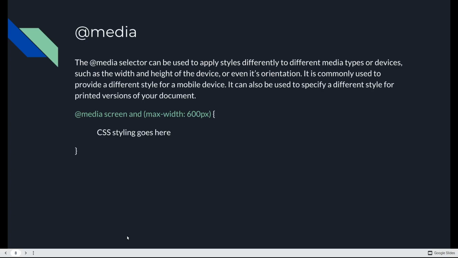It's a handy thing. So @media screen and max-width 600 pixels, whatever styling there will apply to devices that meet that criteria. Now, where did I get that number, max-width 600 pixels? W3Schools. It's a good example there, and yeah, I borrowed it.